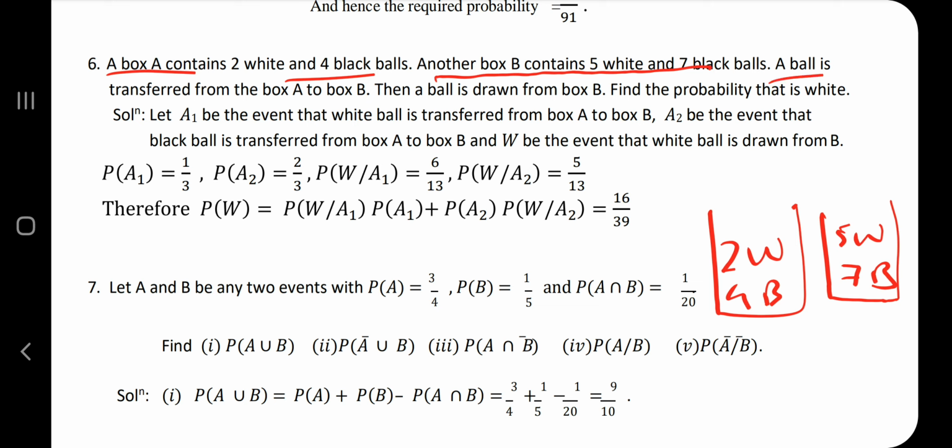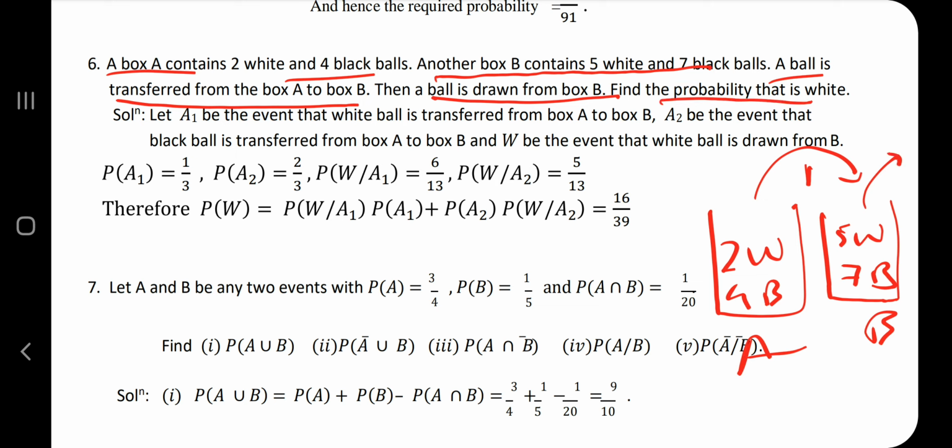Okay, a ball is transferred from box A to box B. This is box A, this is box B. One ball is transferred from here. Then a ball is drawn from box B. Another ball is drawn from box B. Find the probability that it is white. What is the probability that it is the white ball which I am taking?